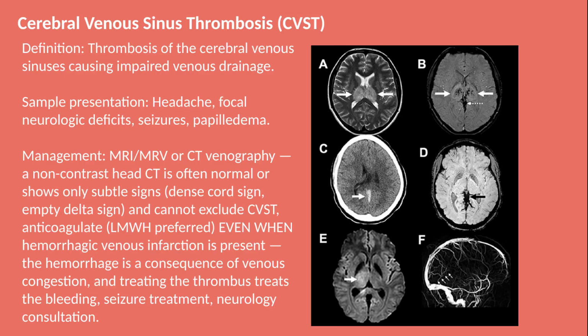Now the counterintuitive rule: anticoagulate these patients even in the presence of hemorrhagic venous infarction. The hemorrhage is caused by the venous congestion, so treating the clot treats the bleeding. Withholding anticoagulation is the mistake. Treat seizures, manage intracranial pressure, and involve neurology. Admit ICU for severe neurologic impairment.